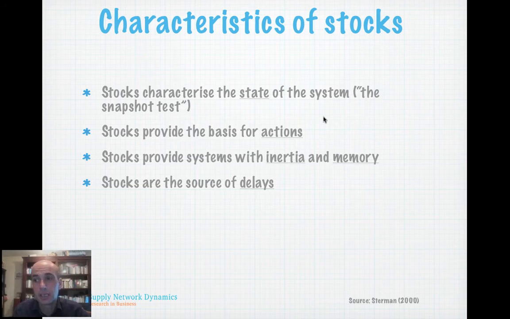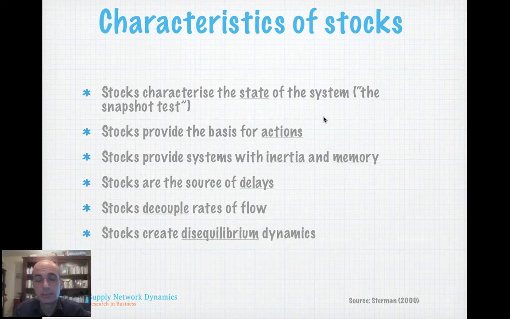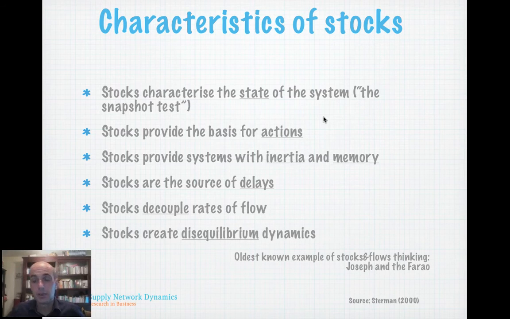And because they have memory and inertia, they also create delays. And because of those delays, it's almost always so that systems are not in equilibrium. There are disequilibrium dynamics, contrary to the economic model where you start off by assuming there is an economy in equilibrium. Because demand and supply are always playing hide and seek in reality, but also in most system dynamics models. A very old and good example of stocks and flow thinking is Joseph and the Pharaoh.